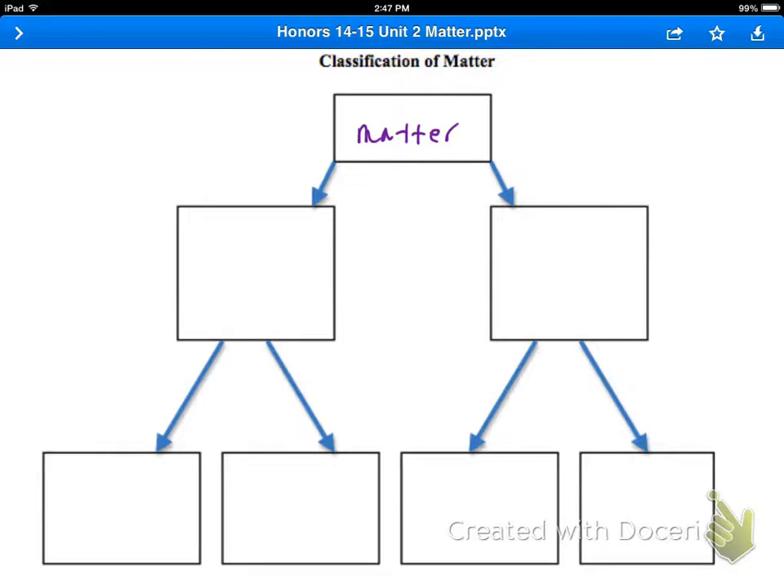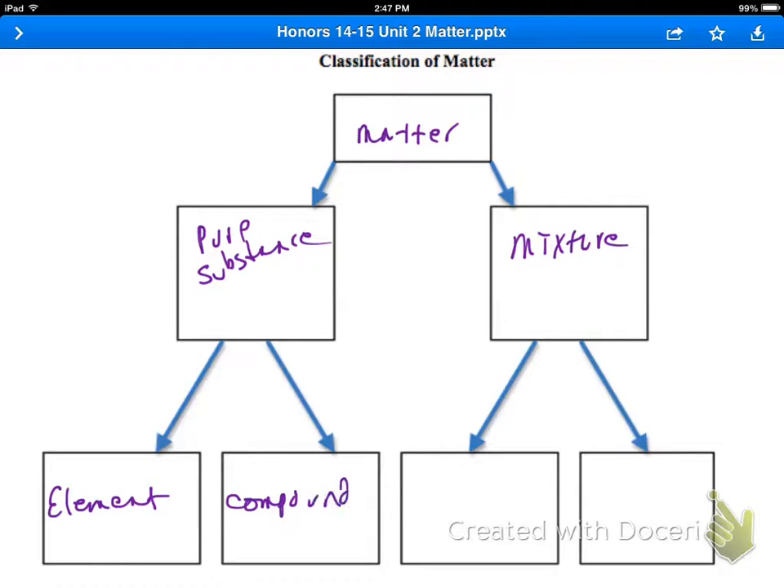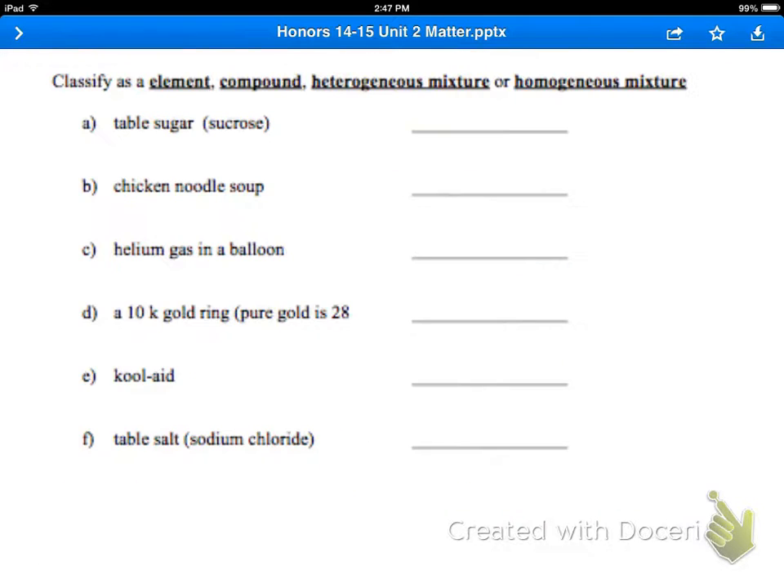Alright, so let's take a look at how we classify. At the top we've got all matter, which we can separate into pure substances and mixtures. Pure substances can be further divided into elements and compounds, and mixtures can be homogeneous or heterogeneous. Alright, so let's take a look and identify. Go ahead and try this on your own.